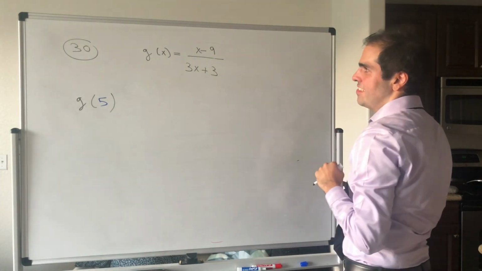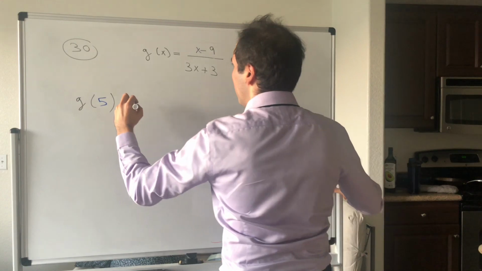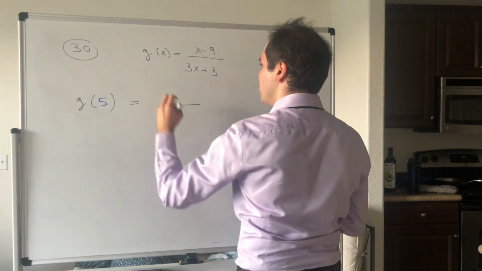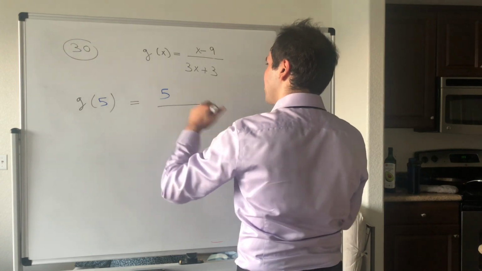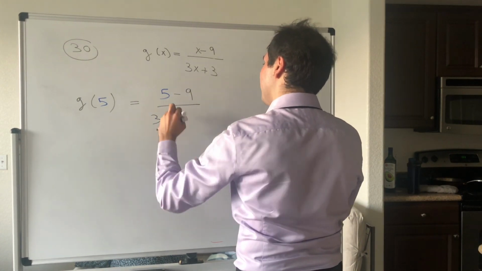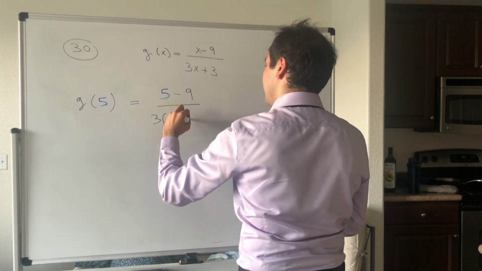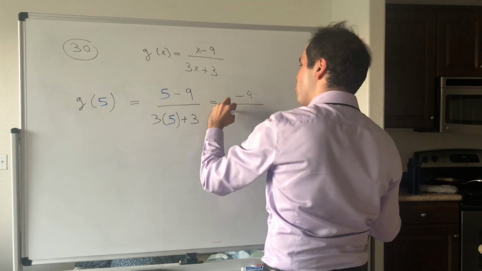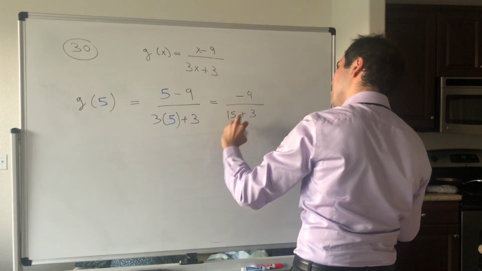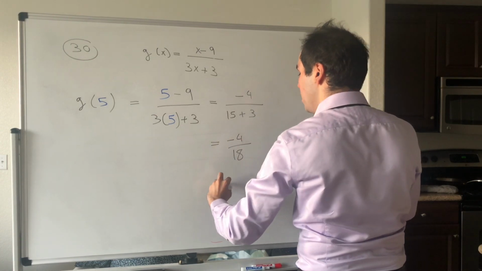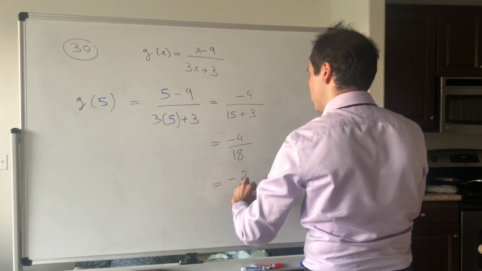So g of x is x minus 9 over 3x plus 3. Then g of 5: again, we replace every instance of x by 5. So 5 minus 9, and then 3 times 5 plus 3. That becomes minus 4 over 15 plus 3, and that's minus 4 over 18, which you can simplify to minus 2/9.